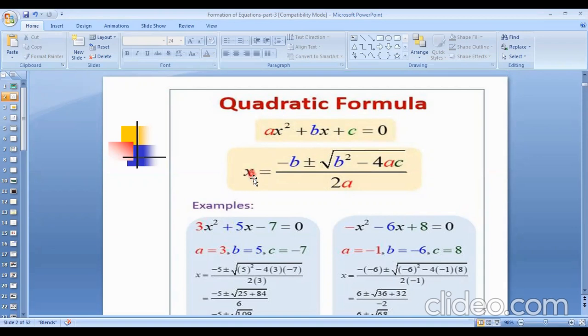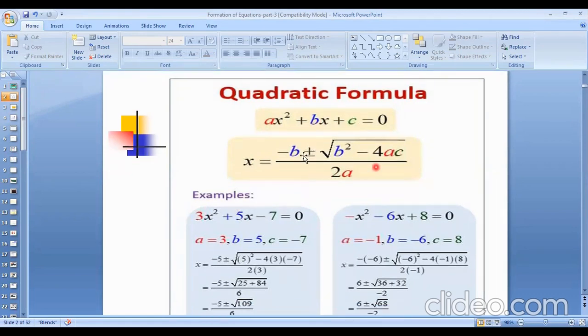in our previous lecture. x equals to minus b plus minus square root b square minus 4ac divided by twice a. Actually, a is the coefficient of x square, b is the coefficient of x, and c is the constant term here. Now, using this formula, we can solve these types of examples.